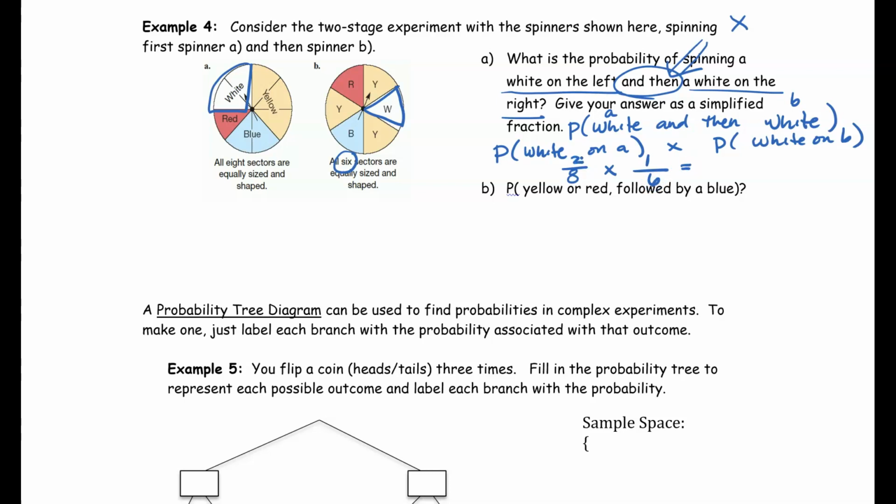Now you can cross cancel if you want, so 2 goes into 2 once, it goes into 6 3 times, 1 times 1 is 1, and then 8 times 3 is 24. So you get 1 out of 24. So the probability of spinning a white and a white is very small, 1 out of 24, which is a pretty small decimal. Try the second one on your own.